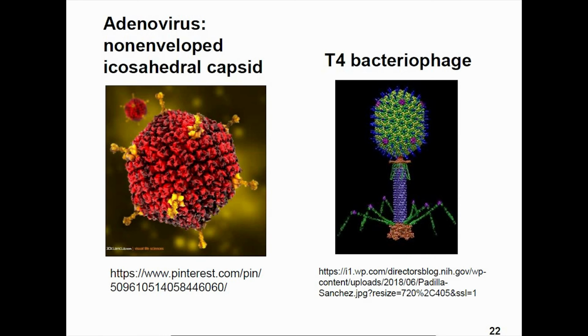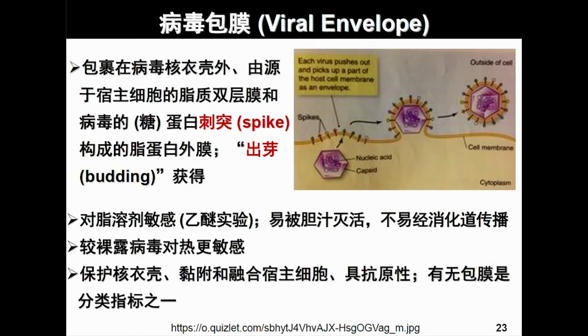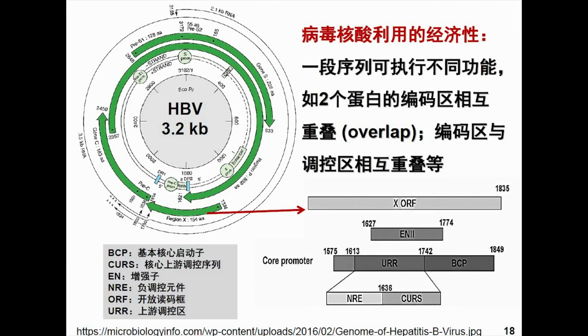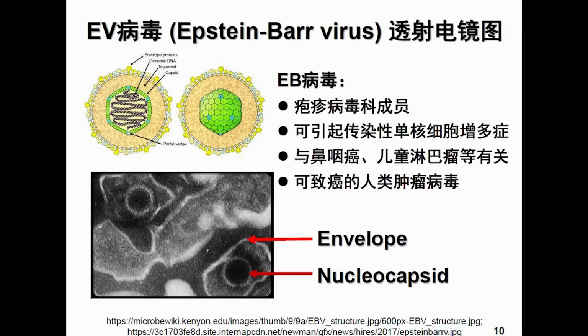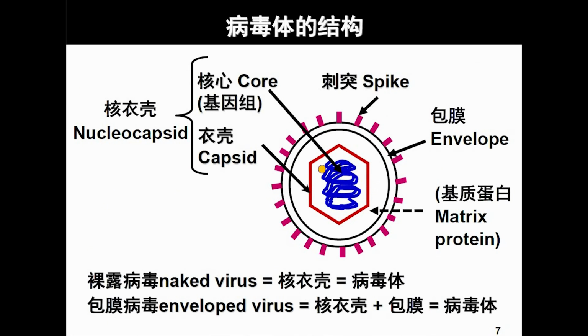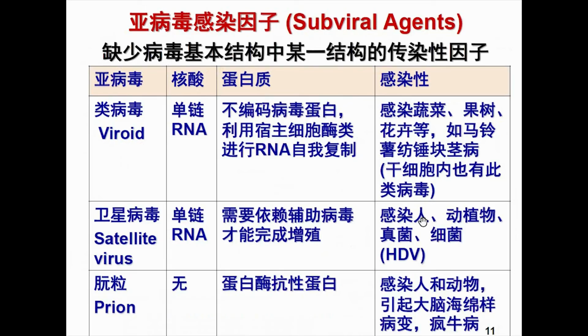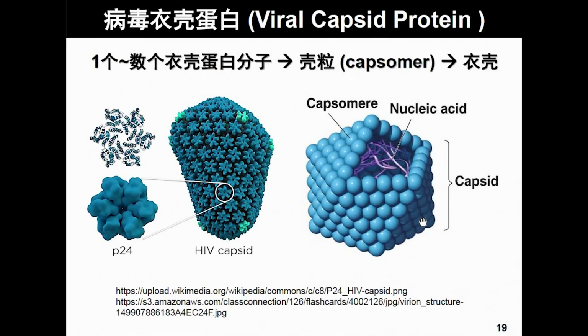Next, these are also different kinds of types. So now let's learn about the envelope. What is the envelope? Remember the structure of the virus from before. Here is the envelope. So the outside is the capsid, right? This one is the envelope, and inside is the matrix protein. Let's see what this envelope looks like now.